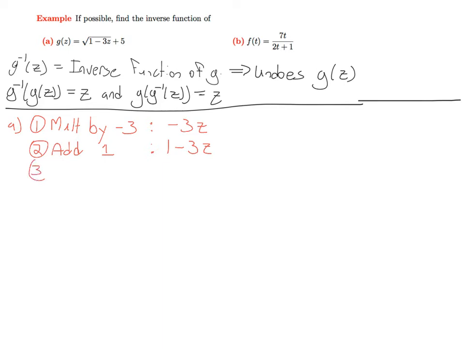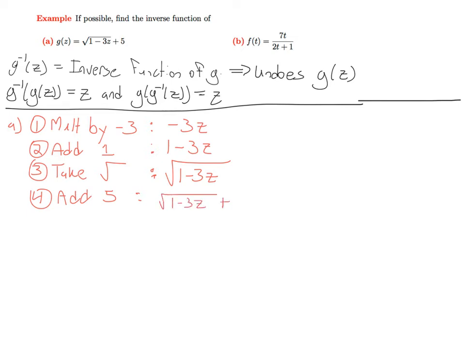The third operation that we do here is take the square root. That gives us the square root of 1 minus 3z. And lastly, we add 5. So that gives us the square root of 1 minus 3z, plus 5. Okay, that gives us g. So g can be thought of as a sequence of these 4 operations.